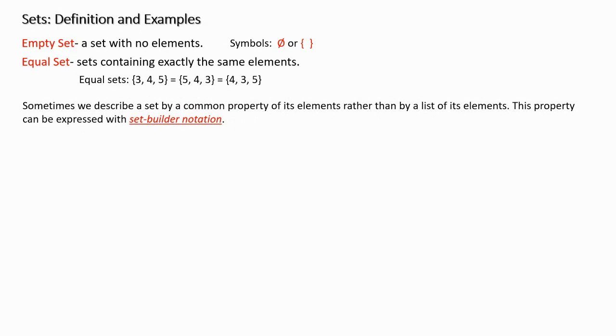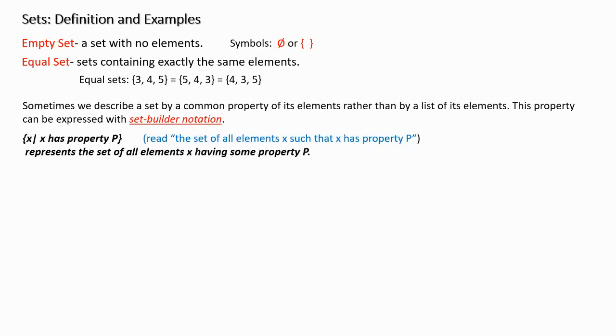Okay, now sometimes we describe a set by a common property of its elements rather than by a list of its elements. The property can be expressed with set builder notation. So for example, we have the braces. We have X, a line, and then X has a property of P. This is how you read it. The set of all elements X such that X has a property of P represents a set of all elements having the same property of P.